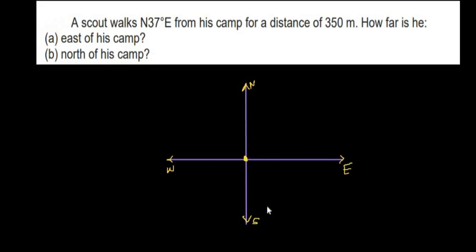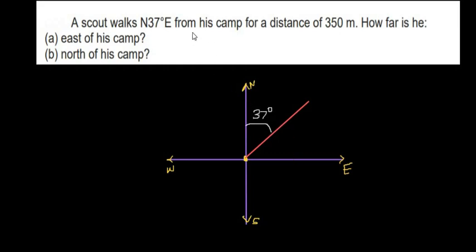Now the scout is walking from north to east, making an angle of 37 degrees. That means he is moving from north towards the east, making an angle of 37 degrees. So let him start walking from the camp, moving from north to east in this direction. The direction he makes is 37 degrees from north till he reaches the east. So that means they are talking about this angle, which is 37 degrees.